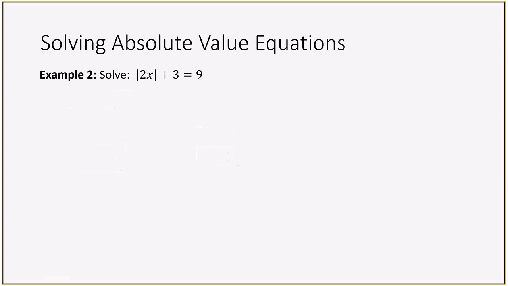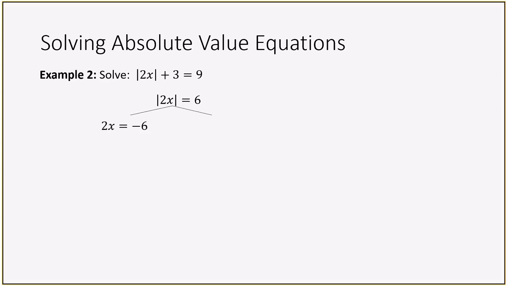Let's see another example. This is what I'm talking about when I'm saying it's not always going to be the case that you'll have the absolute value by itself immediately. So in this case, I don't have the 2x by itself. So my first step, before I flip anything, is to subtract the 3 over. Now that's very important. If your absolute value is not by itself, your first step is to isolate it.